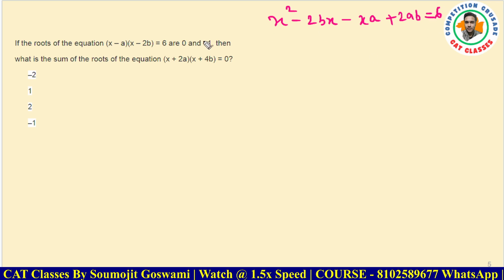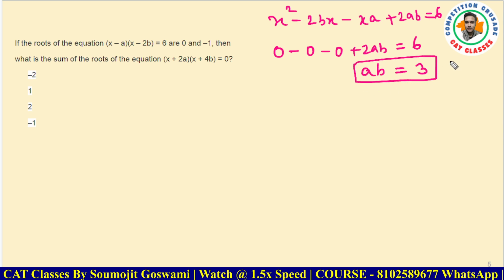Now remember, the moment I substitute x equals 0, the entire thing should ideally get 0. So when I do that, I will get a value. So this is going to be 0 minus 0, 0 minus 0, plus 2ab is equal to 6. Therefore, ab comes out to be 3. Now, this is one idea that I will hold on to.